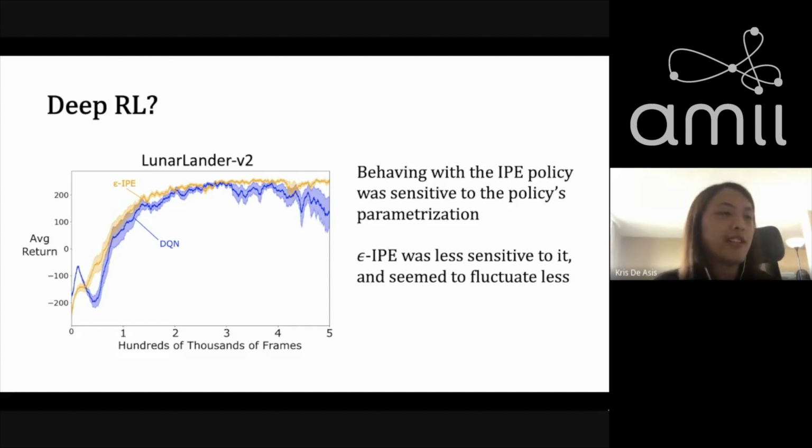And it was much less sensitive to it because it didn't really need the exact policy, but rather just needed some statistics about the policy, like how stochastic it ended up being. And it ended up fluctuating a lot less than DQN and generally had more monotonic improvements. We tried it in a bunch of other environments, and generally it performed on par with DQN and sometimes looked a lot more stable.